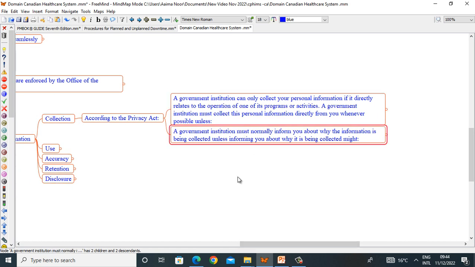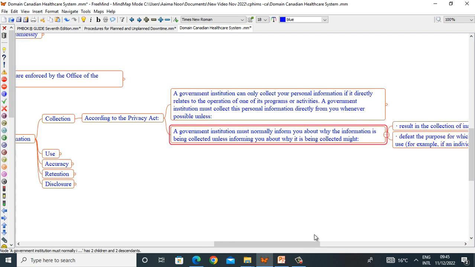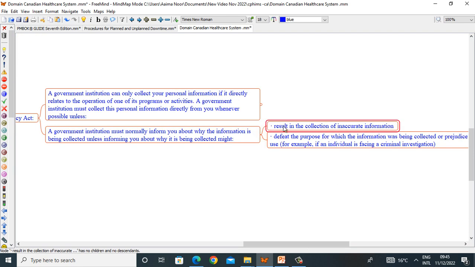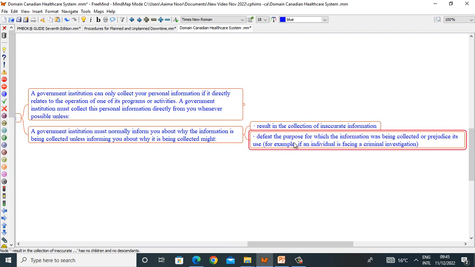A government institution must normally inform you about why the information is being collected, unless informing you about why it is being collected might result in the collection of inaccurate information, defeat the purpose for which the information was being collected, or prejudice its use. For example, if an individual is facing criminal investigation.